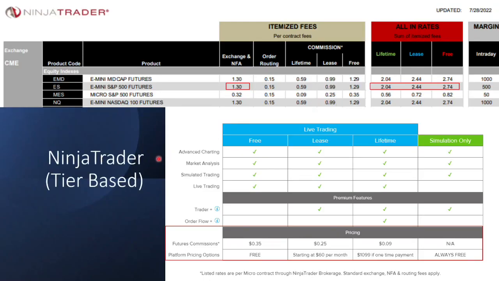Another popular choice for futures brokers, NinjaTrader. NinjaTrader is one of the older ones. The exchange fee you can see is $1.30. You have an order routing fee, and they have 3 different plans, same thing with Tradovate. The free version would be $1.30, $1.29. You can pay $60 a month for 99 cents per trade. And then if you want the lifetime version that they offer, it's $1,100, and it goes at 0.60 cents per contract. And these are the all-in rates per side, including the exchange fee and the commission fees.